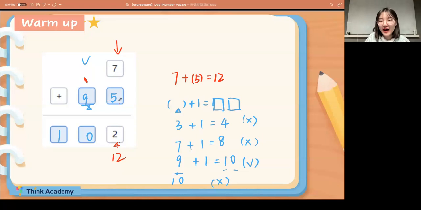So 7 plus 5 will be 12. So we can label 1 here and put the 2 here. And then for the tens column, 9 plus 1 will be 10. So we can have 9, 1, 0 here. Okay. Yeah, thank you, everyone.